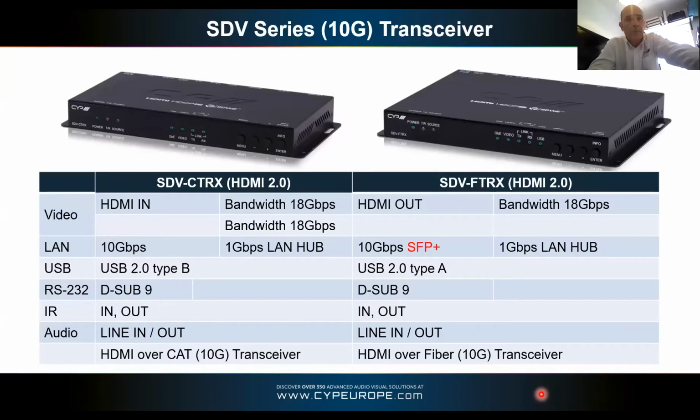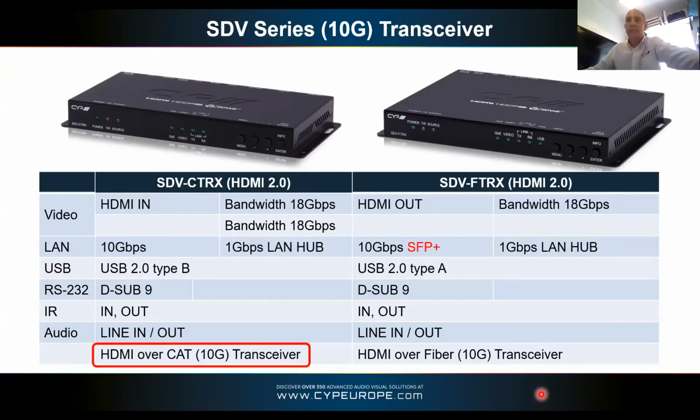Let's have a little bit of a look now. These are the main two units that we talk about most of the time. These are our transceiver products. As many of you are probably aware, that's a transmitter or receiver. You just assign the function of the unit as a transmitter or a receiver within our control interface.